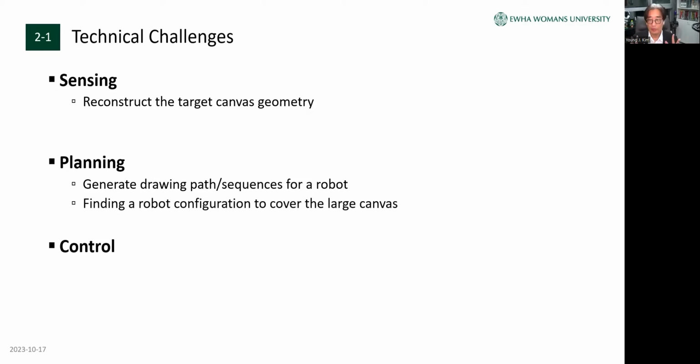And then if you are given a really large canvas, even though the robot arm is relatively long, it cannot reach everywhere on the canvas. So it is mandatory to have a mobile robot attached to the drawing manipulator so that the manipulator can move around to draw a really large canvas. Then this is a typical planning problem where you have to locate the configuration or pose of the mobile manipulator so that it can completely cover the drawing canvas and draw the entire drawing.